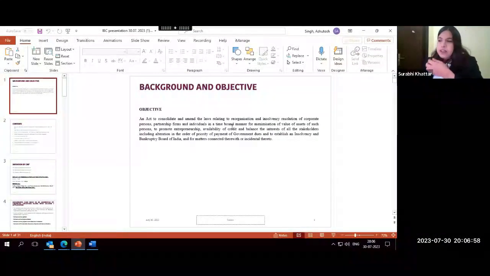So the objective of the IBC was to ensure time-bound value maximization of all assets of the corporate debtor, while at the same time protecting and balancing the interest of various stakeholders involved. Now, before I go further into what the process is like, I'll just explain the basic terms so that it's easier to go further. Now, what is a corporate debtor?